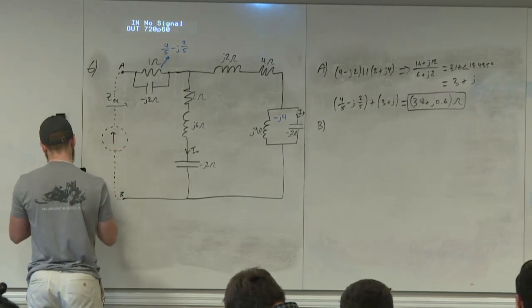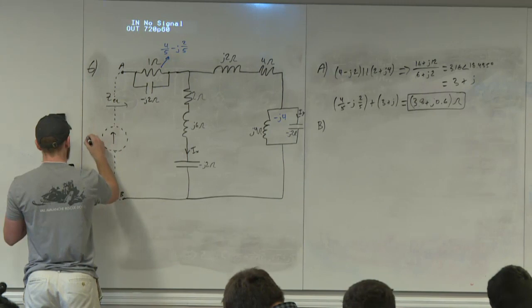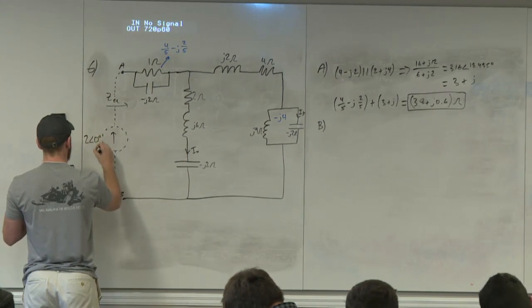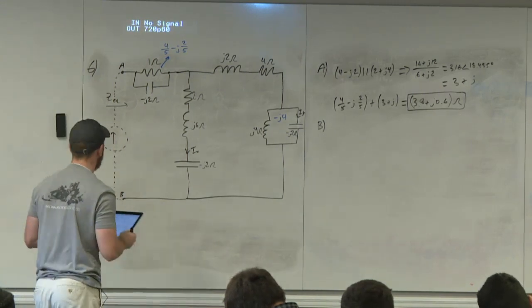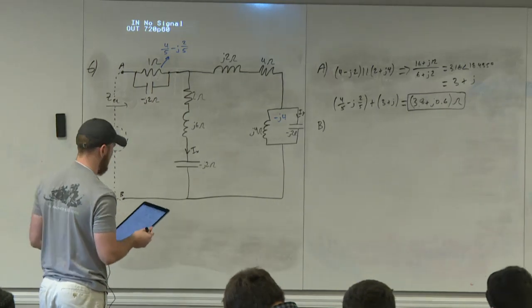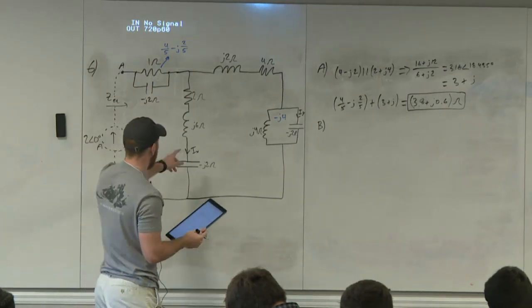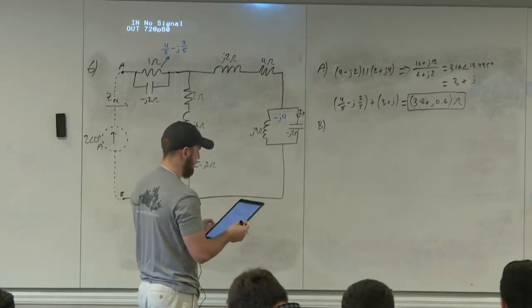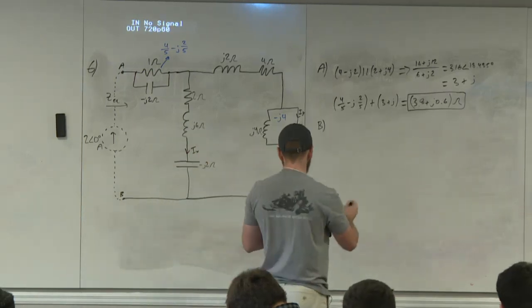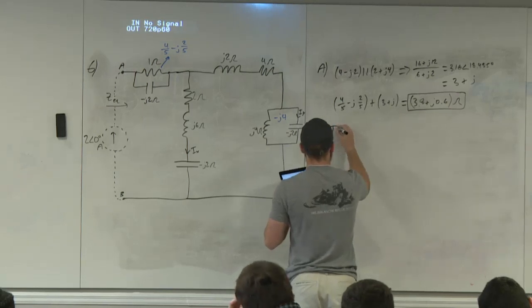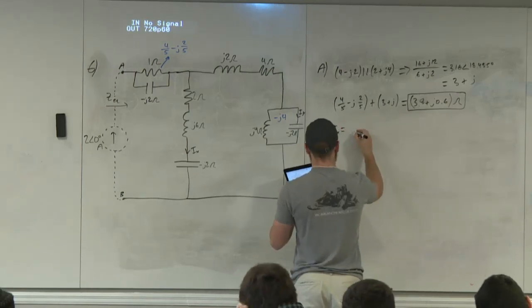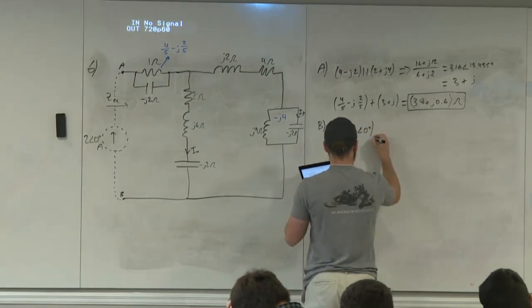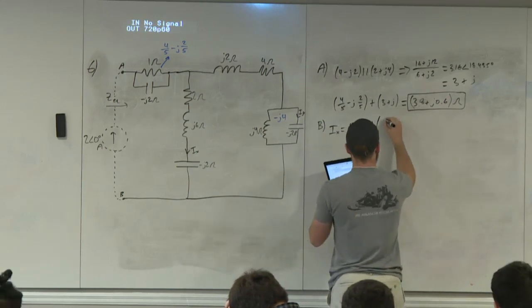So we'll draw it up like that. 2 angle 0 degrees amps. So we're going to be using that to solve for Ix. Solving for both Ix and Iy is just current divider. Iy, we're going to have to do it twice. So Ix is equal to 2 angle 0 degrees times 3 plus j.